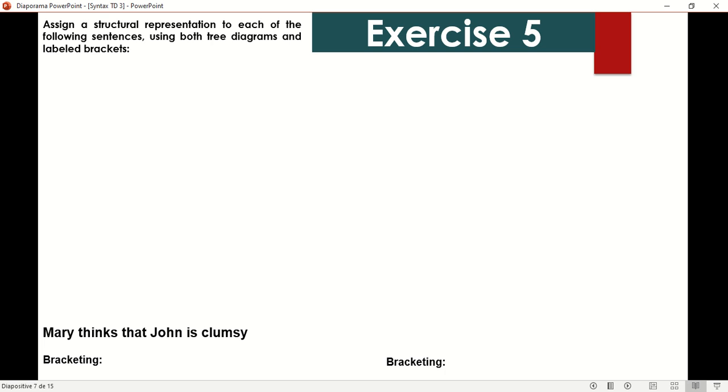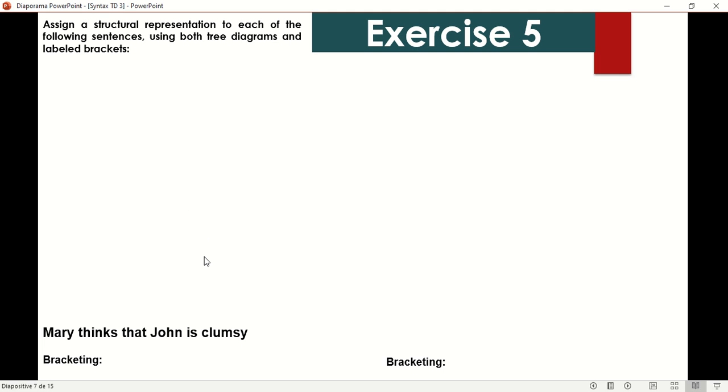As usual, we think about the structure of the sentence. Mary is a noun phrase, the rest is a verb phrase. Then we have thinks, a verb, and it is complemented by an S bar. If we remember, we said that a complementizer plus a sentence is an S bar. So this is a complementizer and this is a sentence. Together they make an S bar. The embedded sentence is John, a noun phrase, is clumsy, a verb phrase. Is is a verb and clumsy is an adjectival phrase complementing the verb.